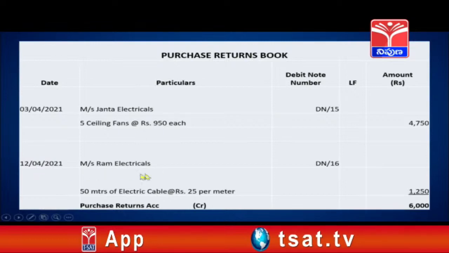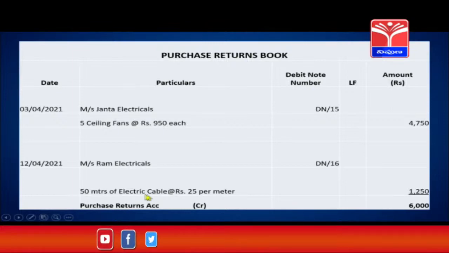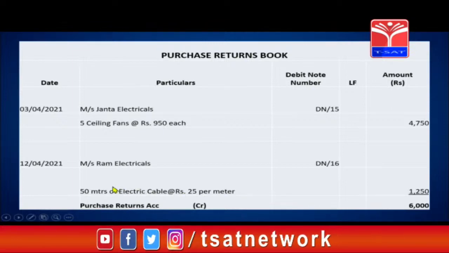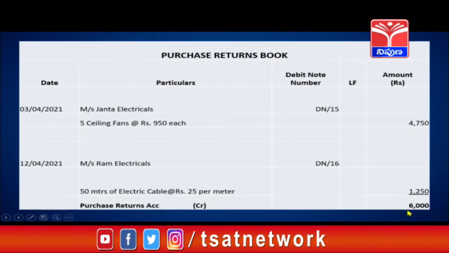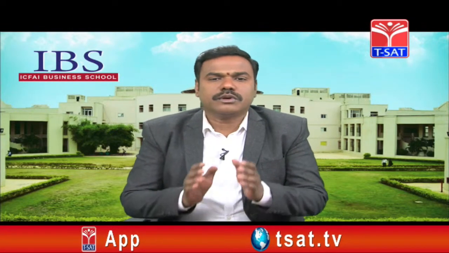Now let us see one more example. So you return 50 meters of electric cable to ROM Electronics. So its value is 1,250, and you are issuing a debit note having a number 16. So this debit note acknowledges that ROM's account is debited in our ledger with 1,250 rupees. The total purchase returns are 6,000. They are transferred to purchase returns account. And here one more important thing you should remember: Janta Electronics ledger account should also be debited with this amount, and ROM Electronics account should also be debited accordingly.